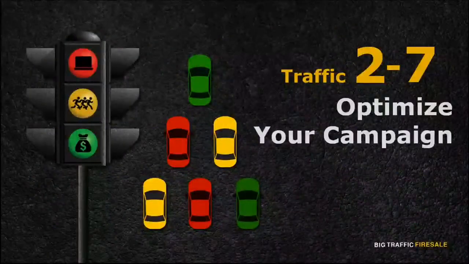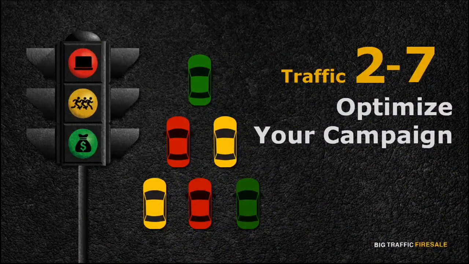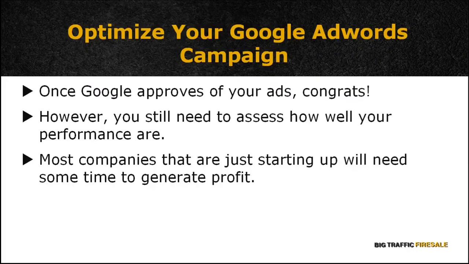Hey there and welcome back. We've already gone through 7 modules of the Google AdWords series. You've learned about what Google AdWords is, what the mechanics are, how you can start your own campaign, and the strategies and tactics to go about it. We finally reached the last module, where it's all about optimizing your AdWords campaign. From the previous modules, I'm certain that you are now able to launch your Google AdWords campaign. Once Google approves your ads, congrats! You're now up and running.